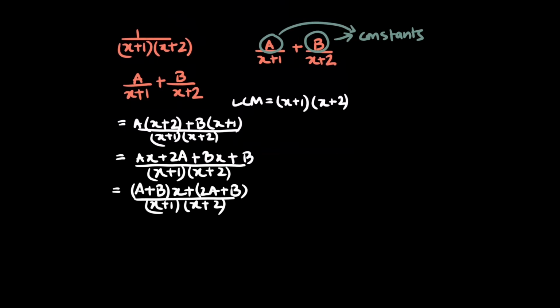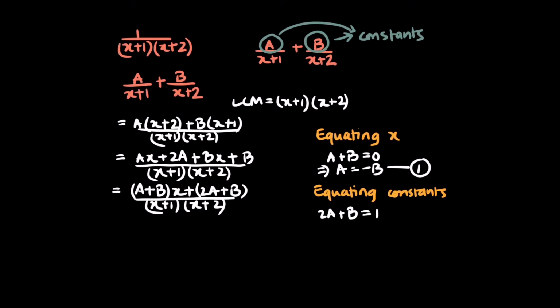So we can conclude that all we have to do is equate the terms. Our question had no terms in x, which means if we equate the value of x, we get a plus b is 0. And if we rearrange this a bit, we get a equals to minus b, which is our first equation. Now our constant term was 1, so we can write 2a plus b is equals to 1.